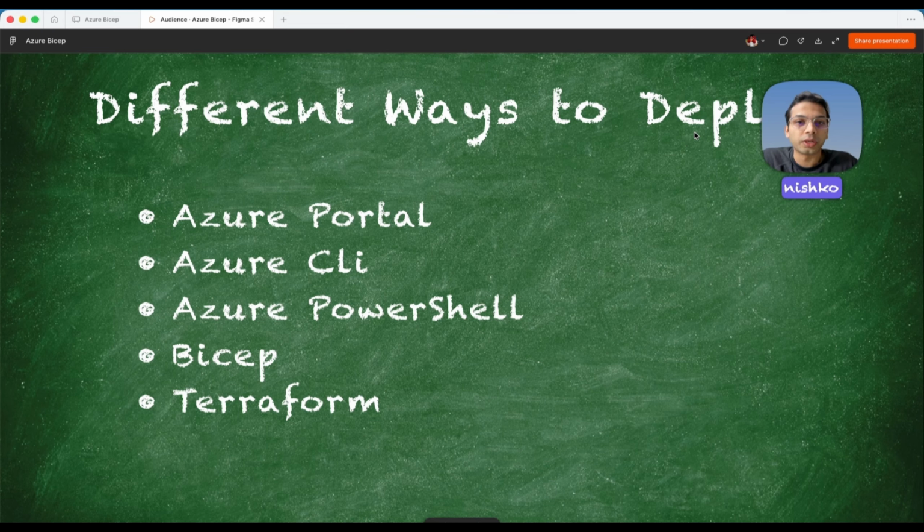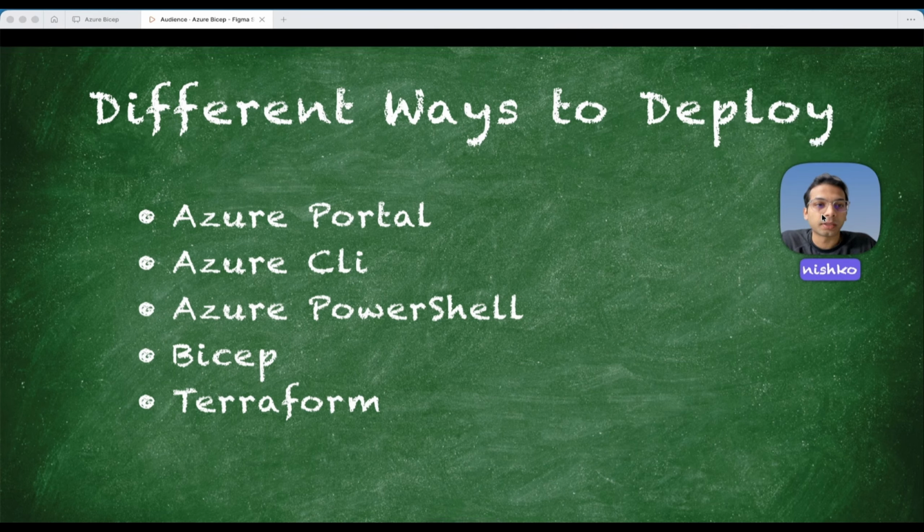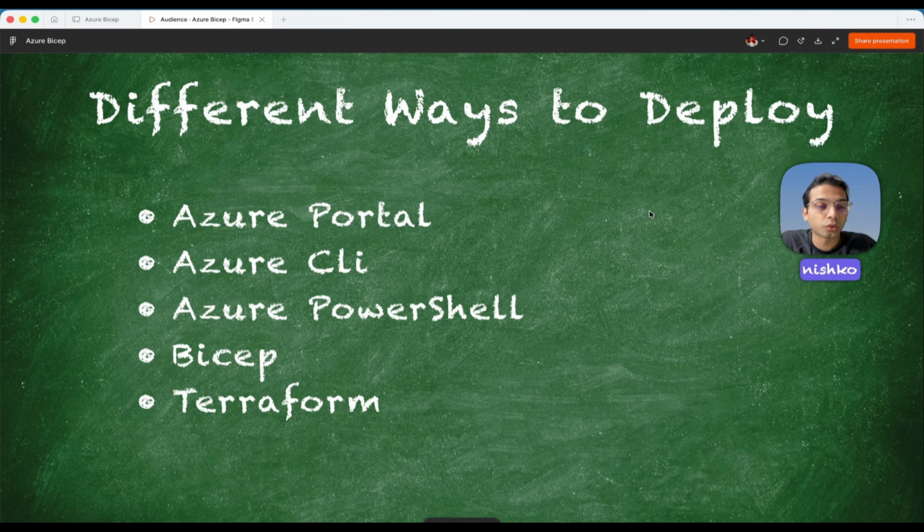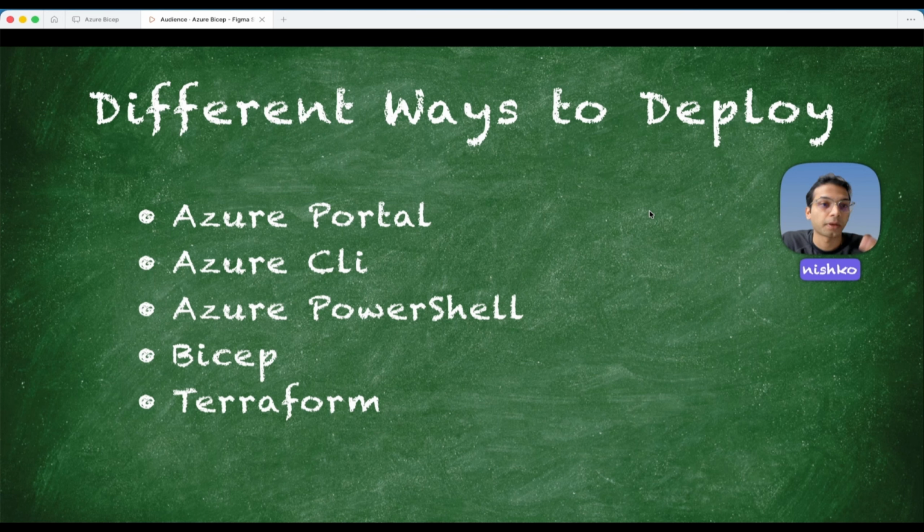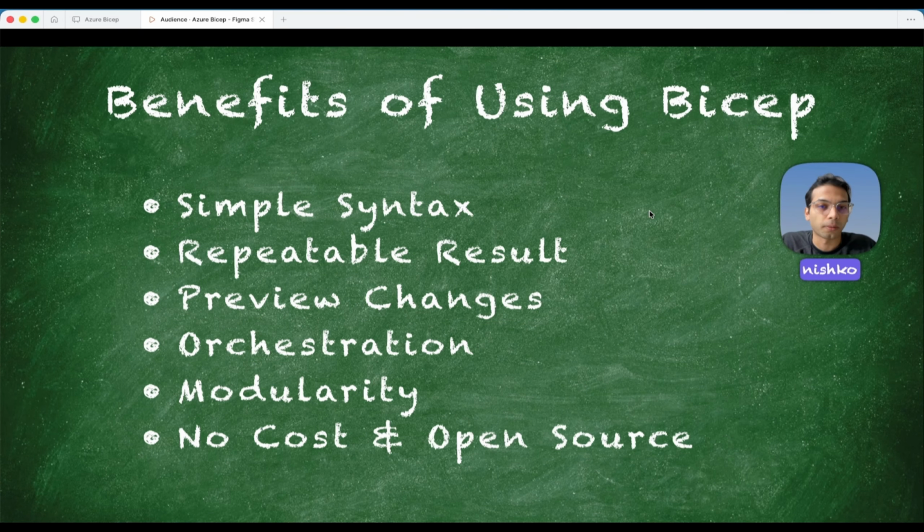Now we studied the different ways to do deployment to Azure. We have the Azure portal, Azure CLI, Azure PowerShell, Bicep and Terraform. Out of all of these, Bicep and Terraform are used to write and save your configuration, basically for infrastructure as code.